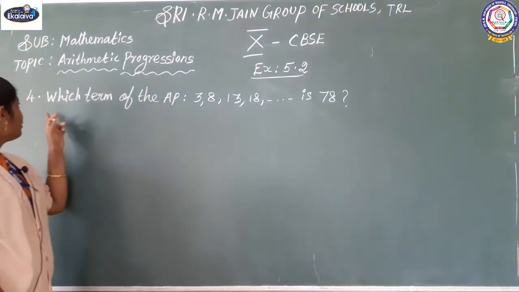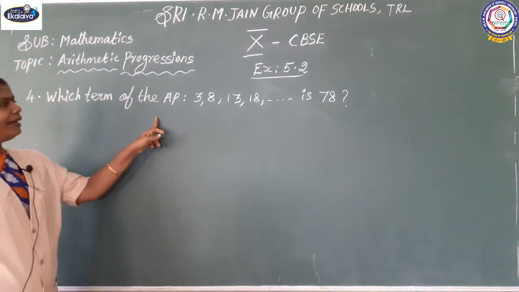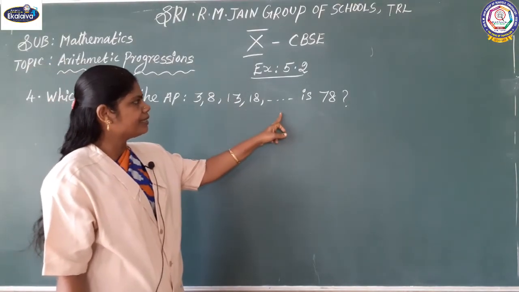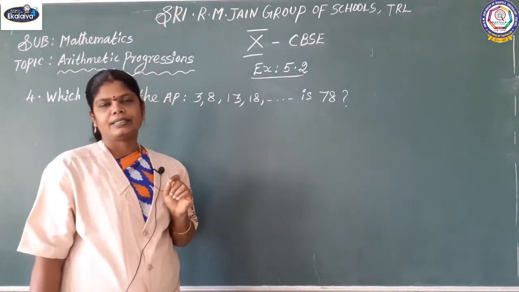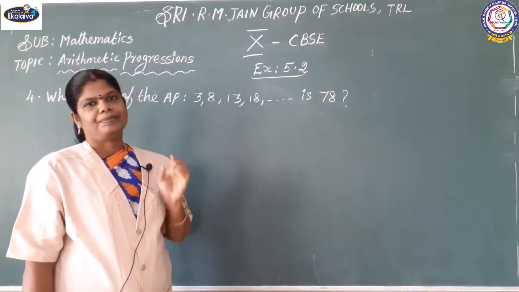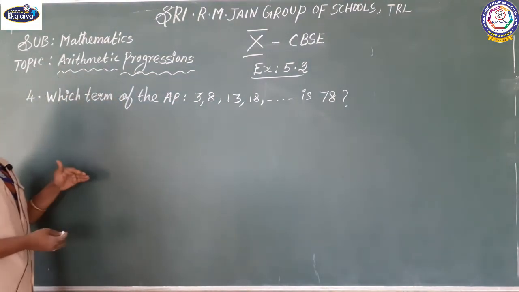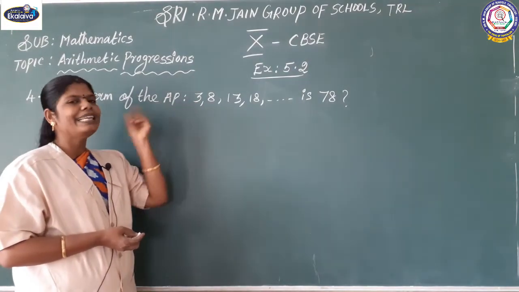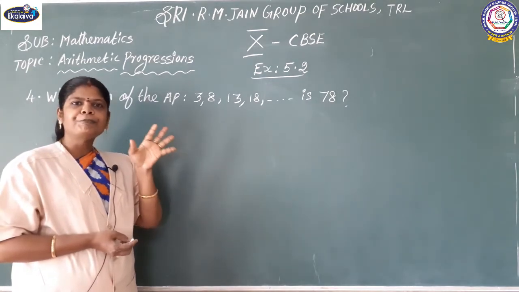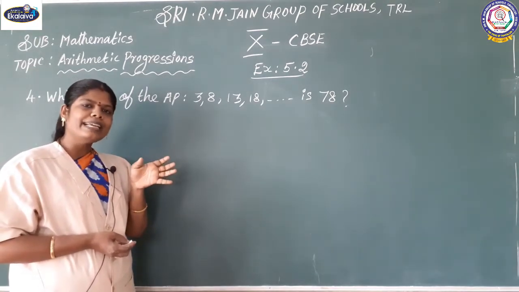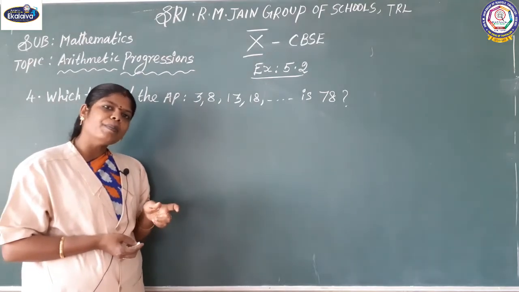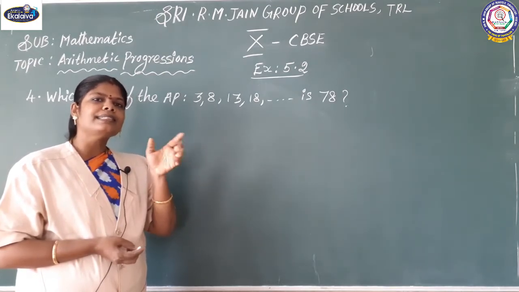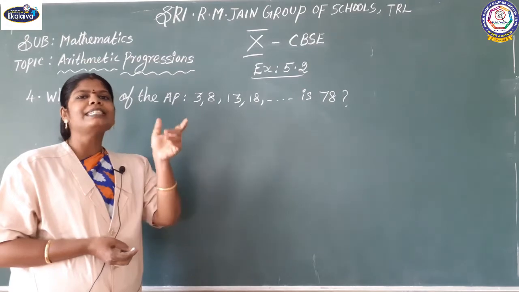See the next question, the fourth one. Which term of the AP 3, 8, 13, 18, etc. is 78? Okay, so we are going to find n. Okay, so here what things are given? From this sequence we are able to find the A value and D value. What is A? A represents the first term of the sequence. Okay, what is the common difference? How do you find the common difference, children? What is the formula? D equal to A2 minus A1. What is A2? Second term minus first term.